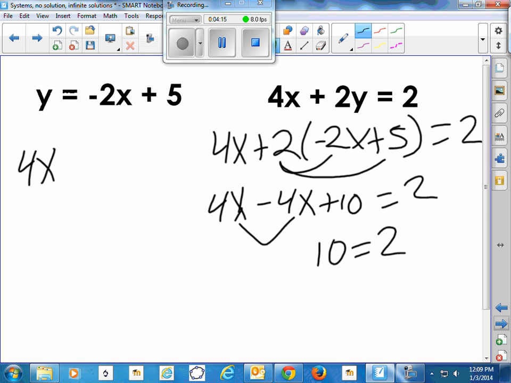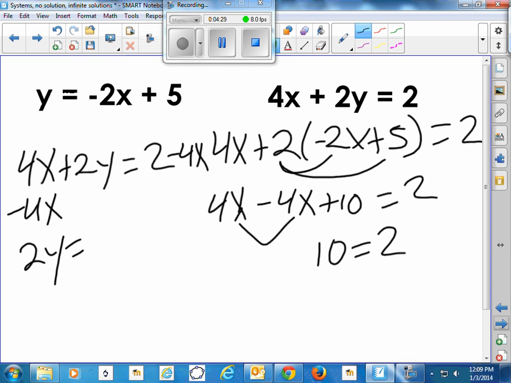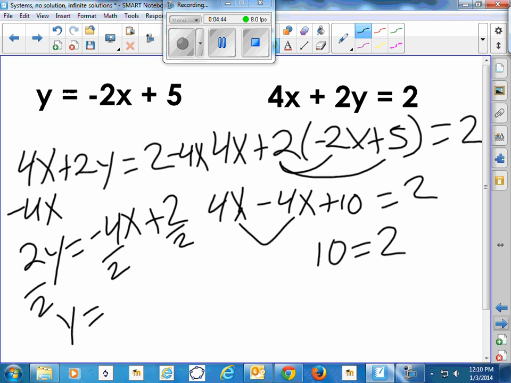4x plus 2y equals 2. I'm going to subtract 4x from each side. And then that is 2y is equal to negative 4x plus 2. I just changed the order that I'm writing those terms. And I'm dividing by 2. So it says y is equal to negative 2x plus 1.